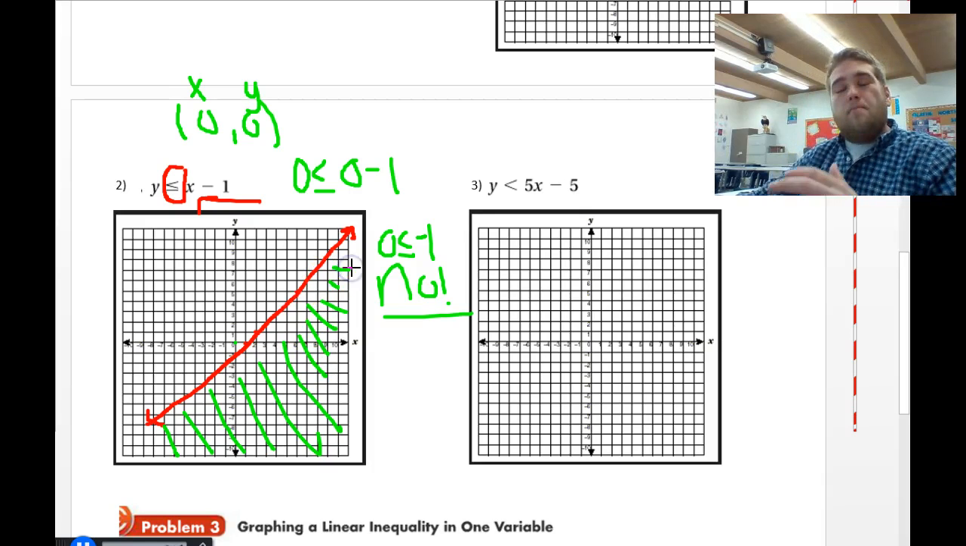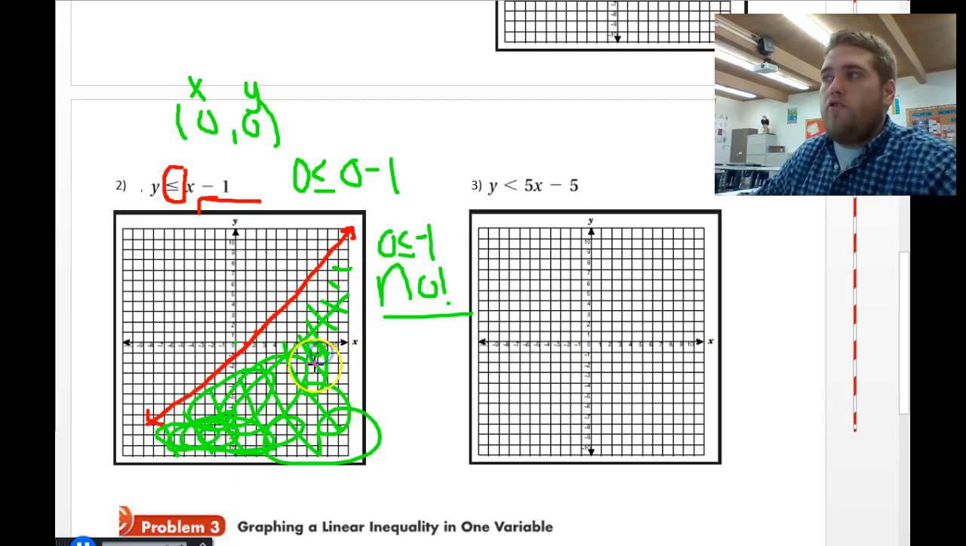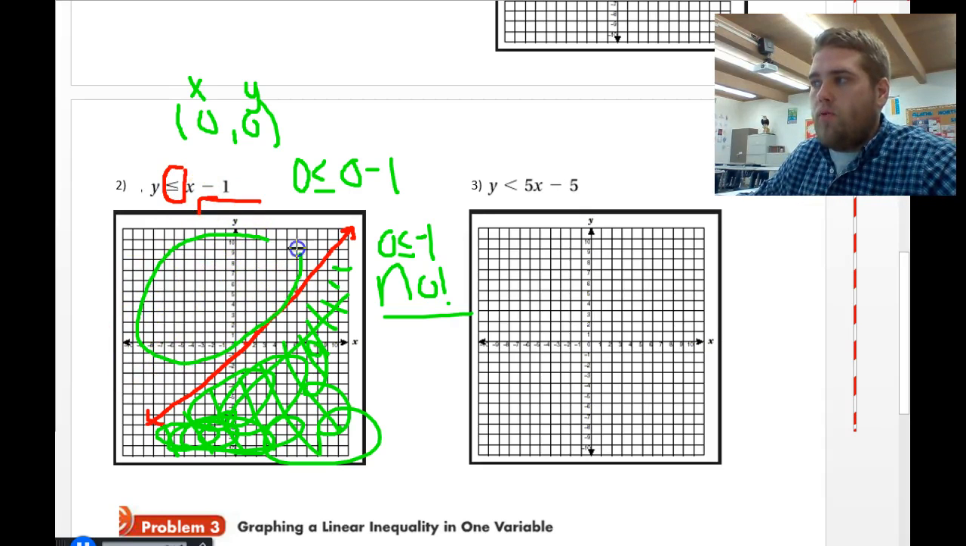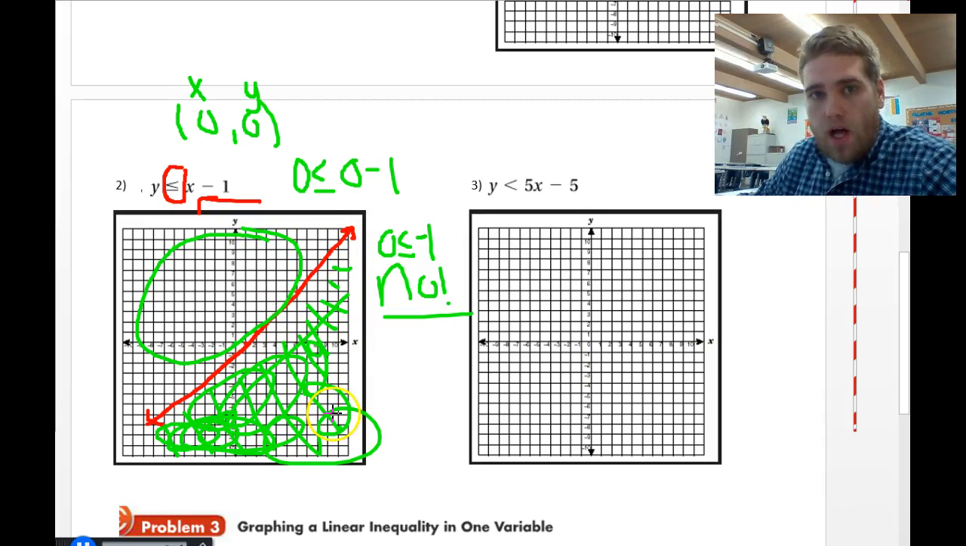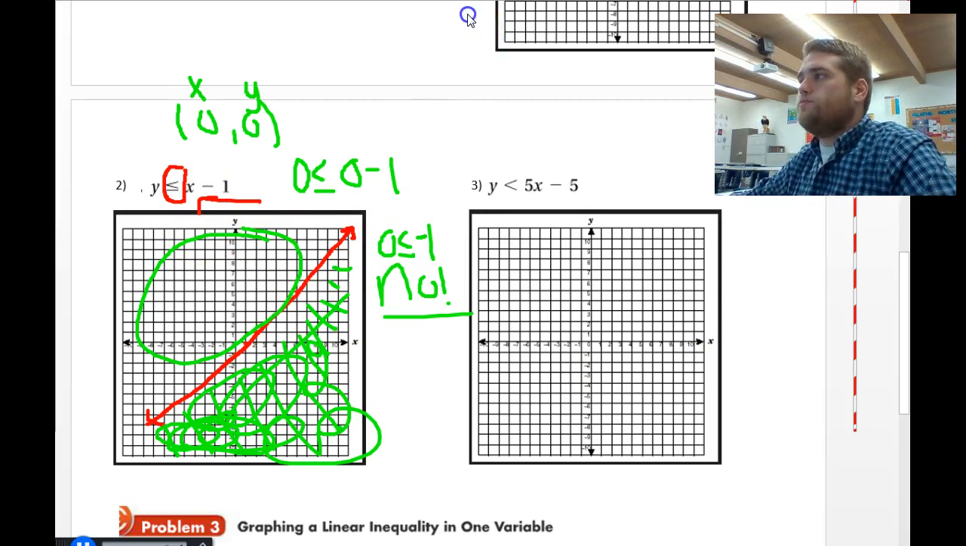What that means is any point you pick down here in this green section, any point that I'm coloring in right now, if you plugged it into this equation, would work. All of these points up here, none of these work. So everything below my line would be yes, everything above my line would be no. Okay, let's do one more, and then we'll call it a day.